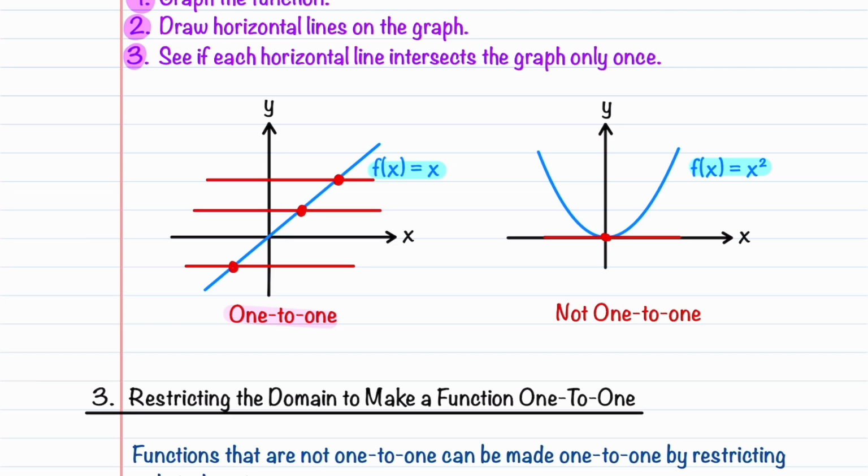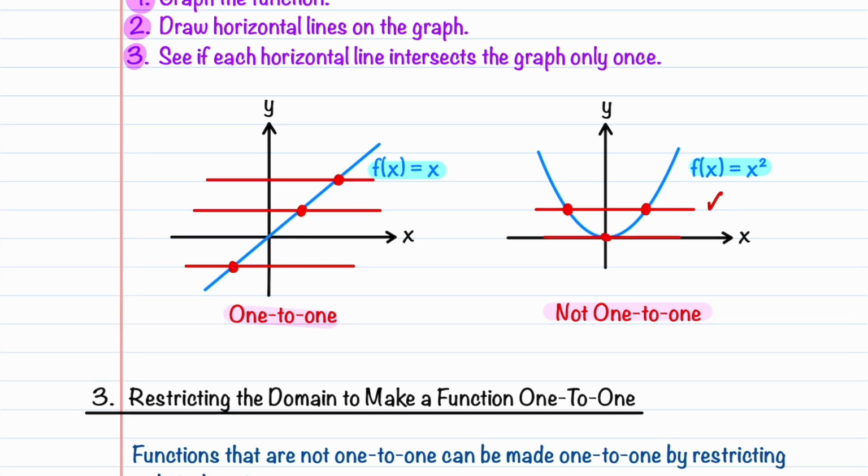Now let's draw another line. We can draw one here, for instance. And then let's see where that intersects the graph. So notice it intersects the graph here and it intersects the graph here. This line intersects the graph more than once. And because of this, we can say that our function is not a one-to-one function.